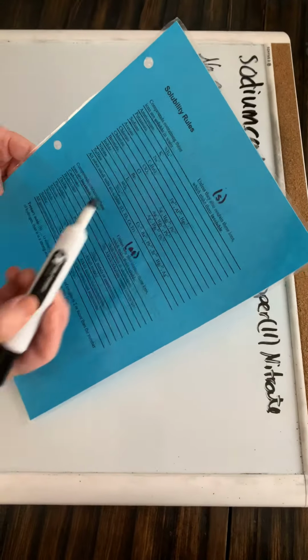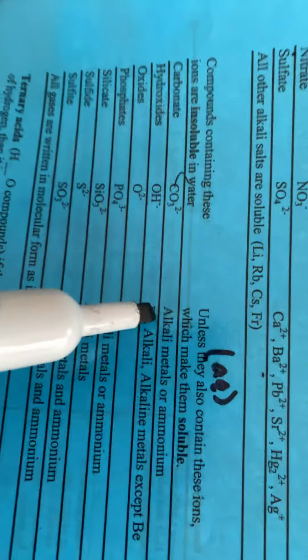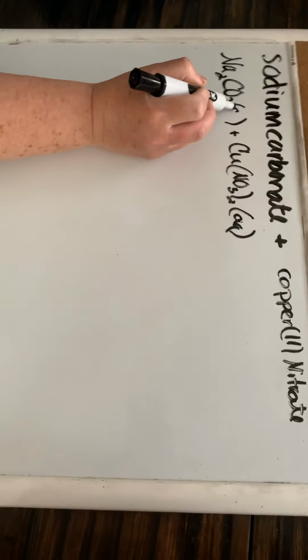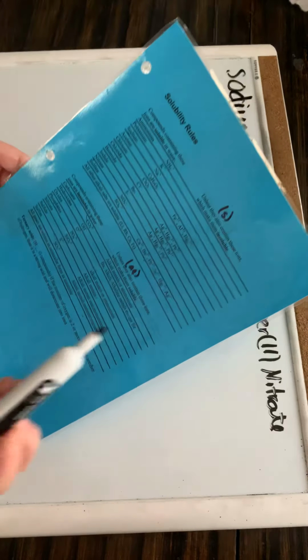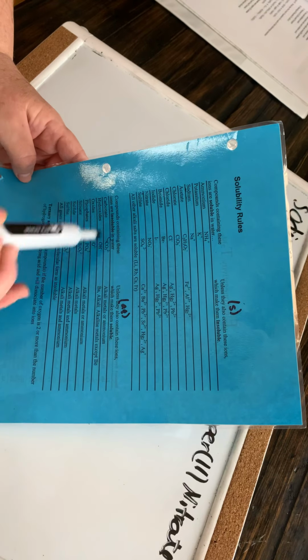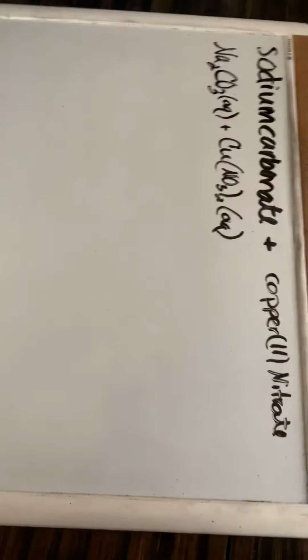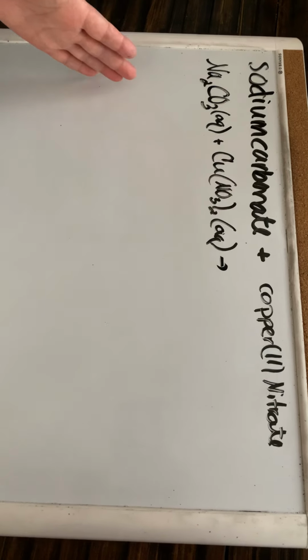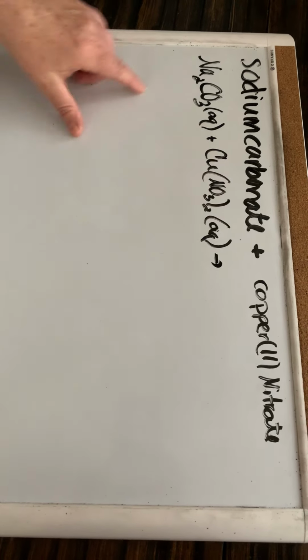So let's do carbonate. Carbonate is down here. Carbonate is insoluble unless it's with an alkali metal or ammonium. So it is with an alkali metal. Sodium is an alkali metal, so it's AQ. Remember, these things make these solids. Down here, these things make these aqueous, okay? So we're just going to go ahead and do a double displacement reaction, because these are all double displacement reactions.